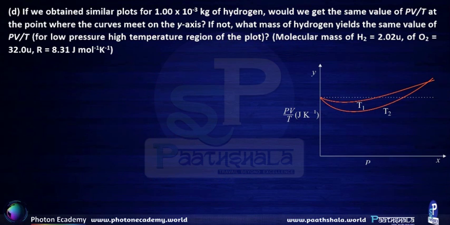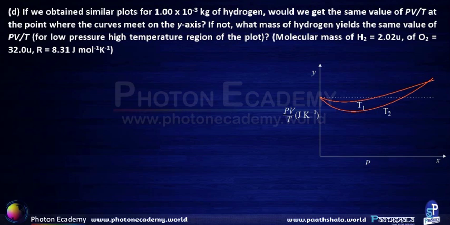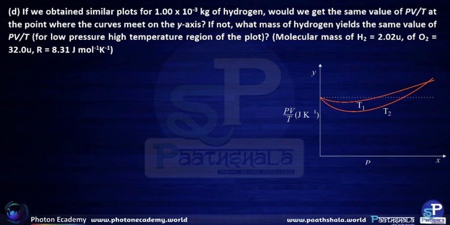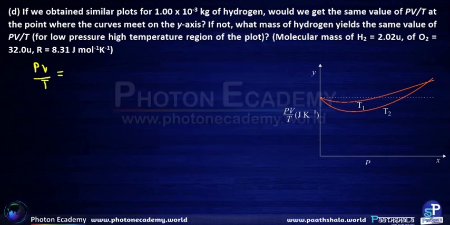If we obtain similar plots for 1 into 10 to the power minus 3 kg or 1 gram of hydrogen, would we get the same value of PV by T at the point where the curves meet on the y-axis? If not, what mass of hydrogen yields the same value of PV by T for the low pressure, high temperature region of the plot? The molecular mass of hydrogen is given as 2.02 and of oxygen as 32, and the value of R is 8.31. So we know that the value of PV by T is equal to nR. Here R is the universal gas constant, so PV by T depends on n.